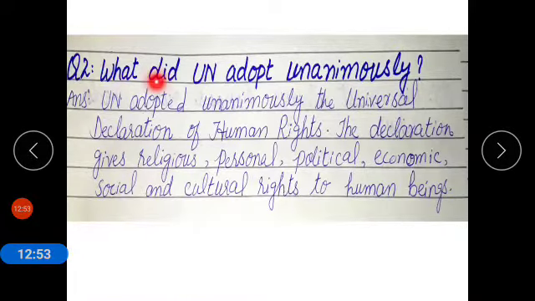Question number 2. What did UN adopt unanimously? UN means United Nations. Adopt means to accept, unanimously means by everyone's agreement.